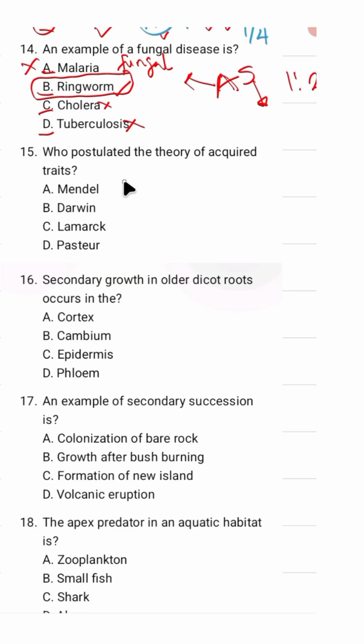Number 16 says, who postulated the theory of acquired traits? Okay, so you have the options here. You have Mendel, Darwin, Lamarck, and Pasteur. So let's look at the options one by one.